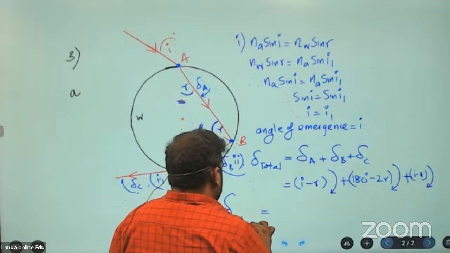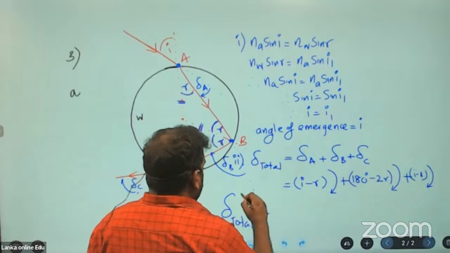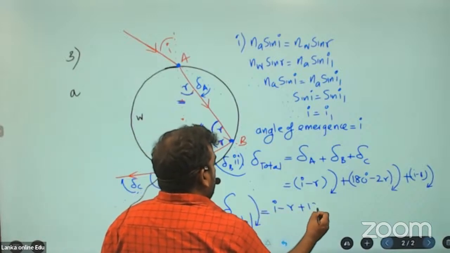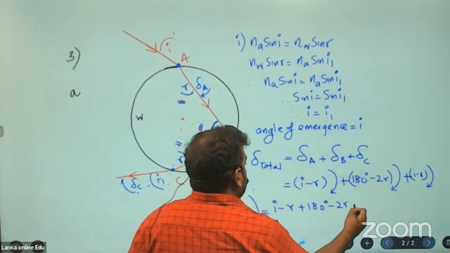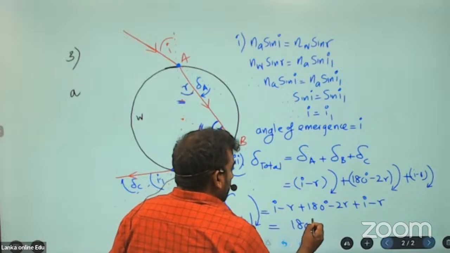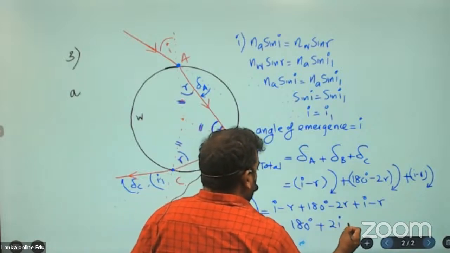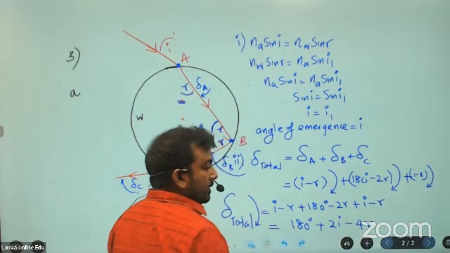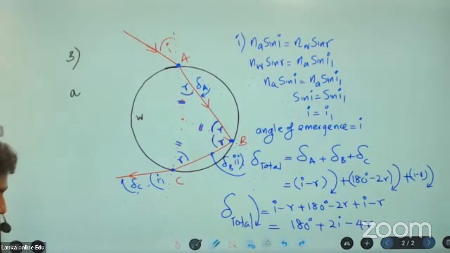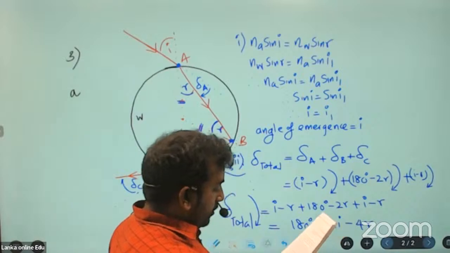Total deviation. Now all angles are clockwise, so you can add them. Clockwise deviation: I minus R, 180 minus 2R, I minus R. Simplify it. 180 plus 2I minus 4R. That's your total deviation.